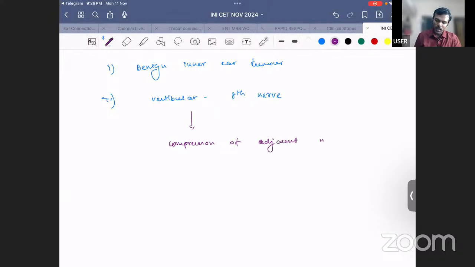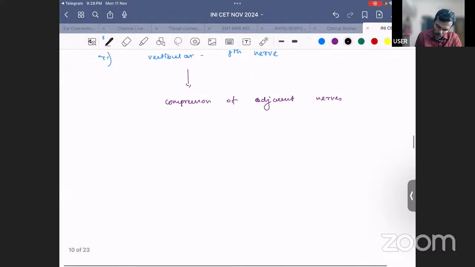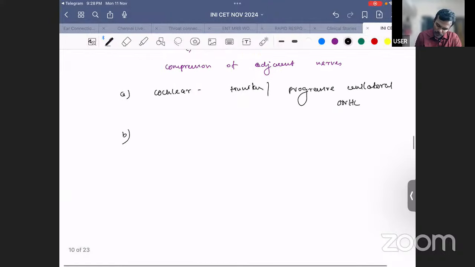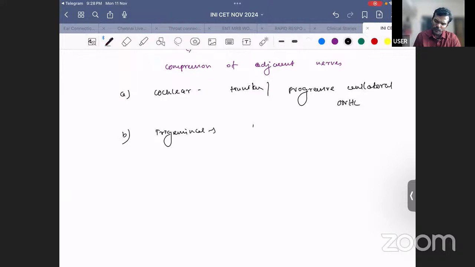Very important points. If it causes compression of the cochlear division of the eighth nerve, it will cause tinnitus and progressive unilateral sensorineural hearing loss. Then if it affects the trigeminal nerve, which is present at Meckel's cave, it will cause loss of corneal reflex.